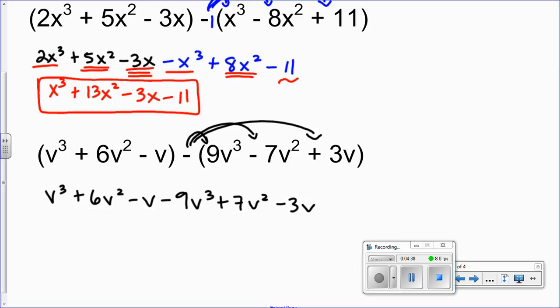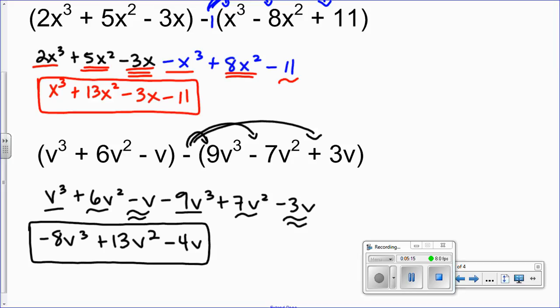And combine like terms. b cubed minus 9b cubed. That's negative 8b cubed. 6b squared plus 7b squared. That would be 13b squared. And negative b minus 3b would be minus 4b.